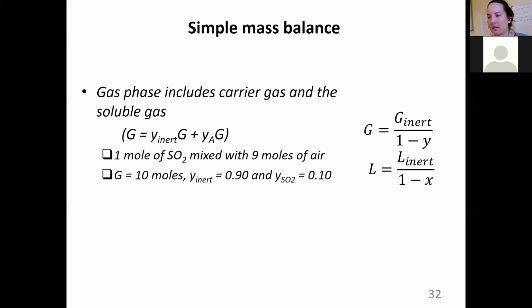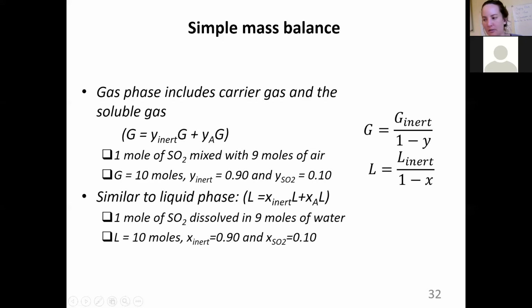And so in the case of SO2, G, the total amount of gas phase would be this fraction of inert gas plus the fraction of the gas that should be absorbed. So the mole fraction of one and the mole fraction of the other multiplied by the total flow rate. So for instance, if you have 1 mole of SO2 and 9 moles of air, then in sum you have 10 moles of gas, and the fraction of the inert is 9 moles, 0.9, and the fraction of SO2, 1 mole divided by 10 moles is 0.1. So this would be the mole fractions and the total amount.